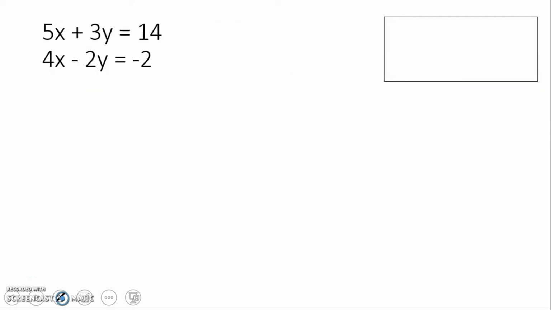Alright, our second example. Now again, the first thing I'm going to do is just remind us of what our answer is going to look like. Now the first step is to pick a term. I'm going to choose the negative 2y.